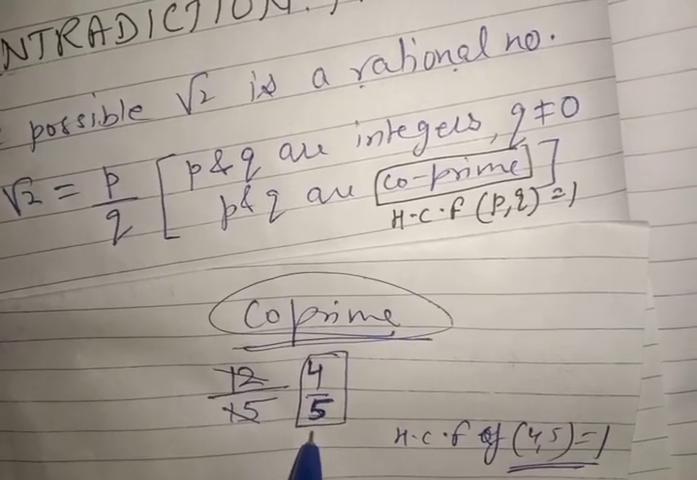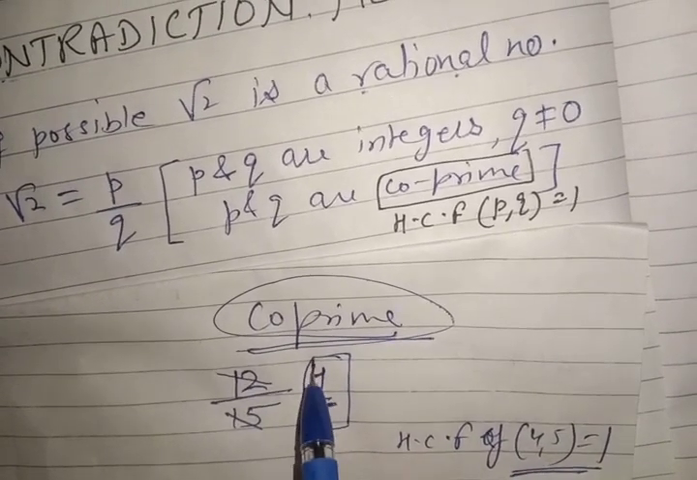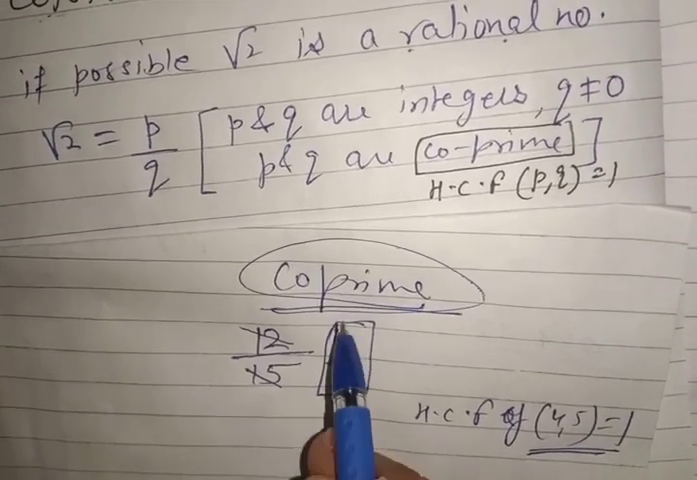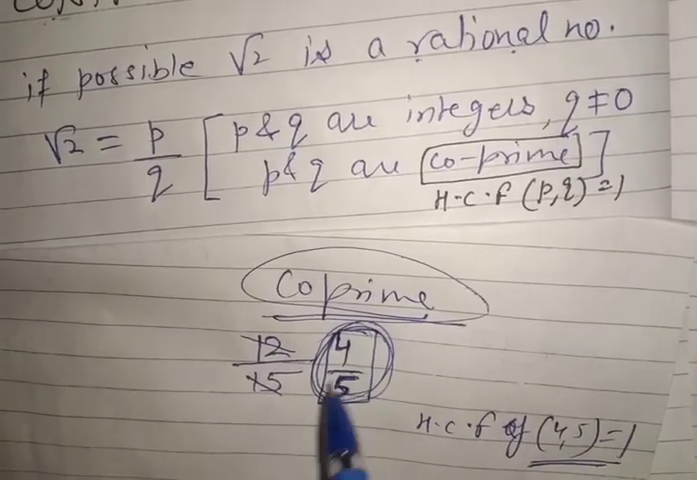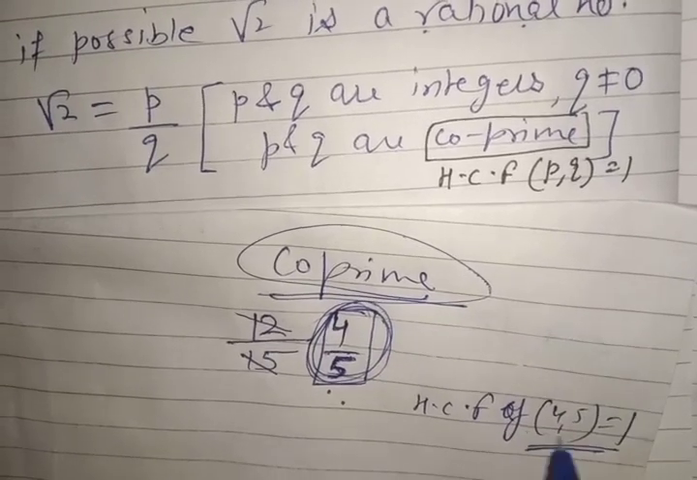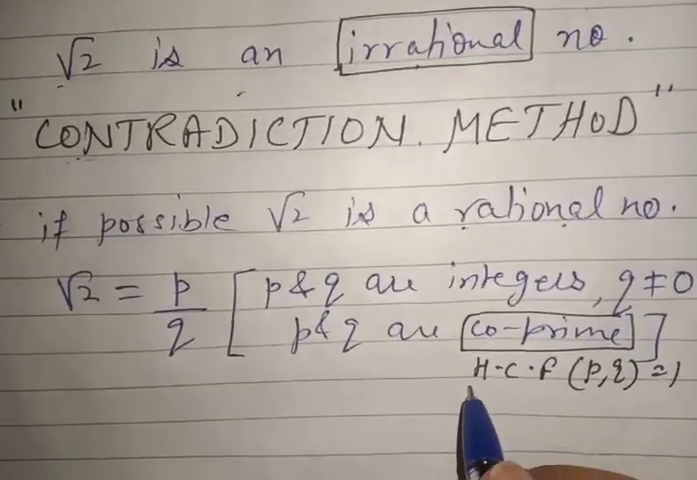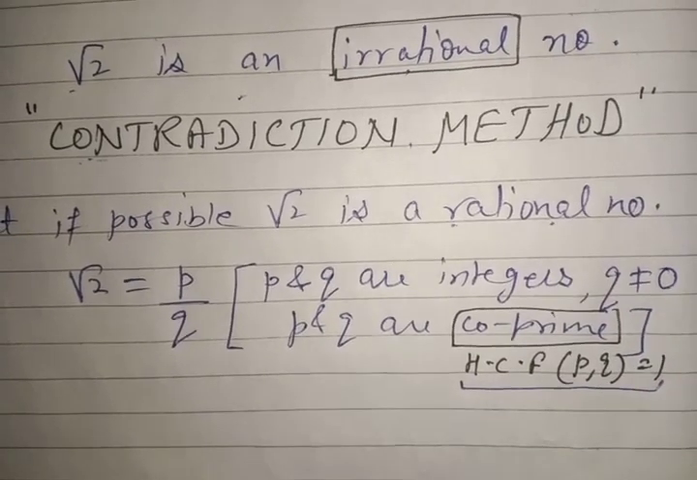I hope this is clear to you. It means this fraction, or you can say this rational number, is in the lowest terms. We cannot cancel it further. The HCF of these two is 1. This is the main point. With the help of this we will get the contradiction in the question.